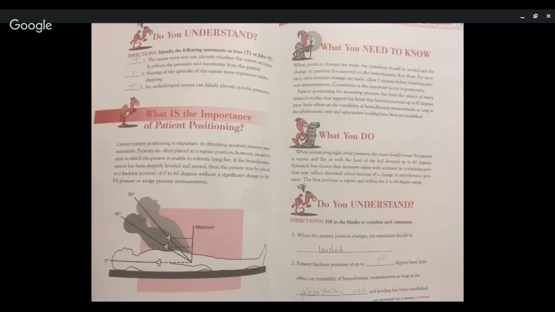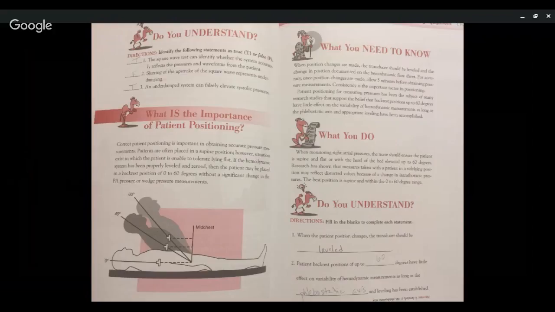The square wave test can identify whether the system accurately reflects the pressure and waveforms from the patient. True or false? True. Slurring of the upstroke of the square wave represents underdamping. False. Slurring represents overdamping. An underdamped system can falsely elevate systolic pressures. True, an underdamped system falsely increases systolic readings.